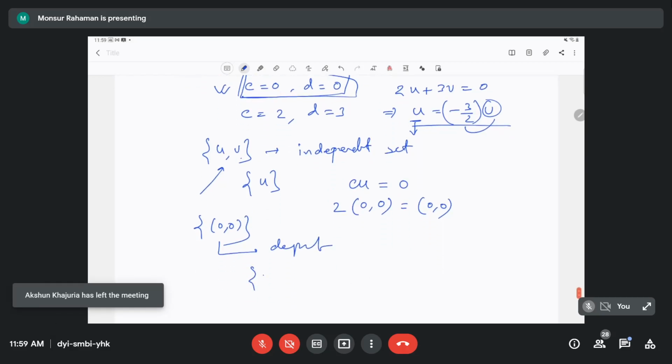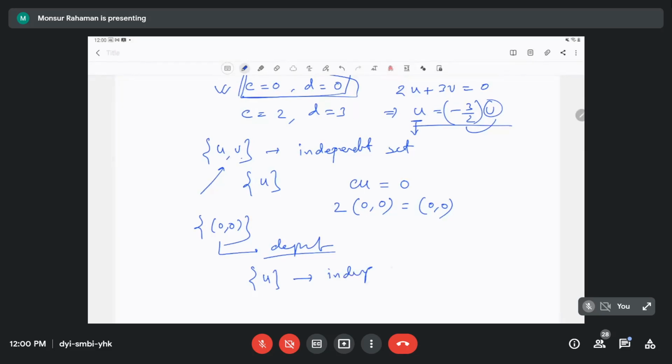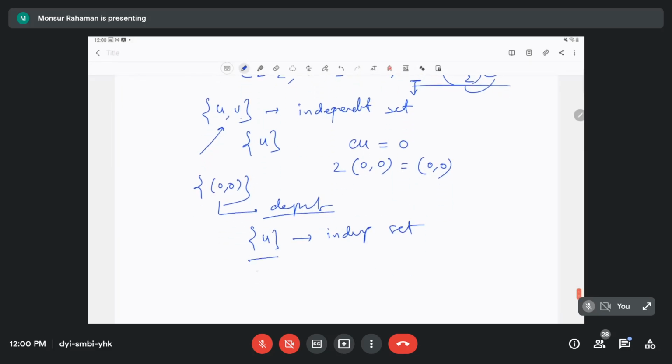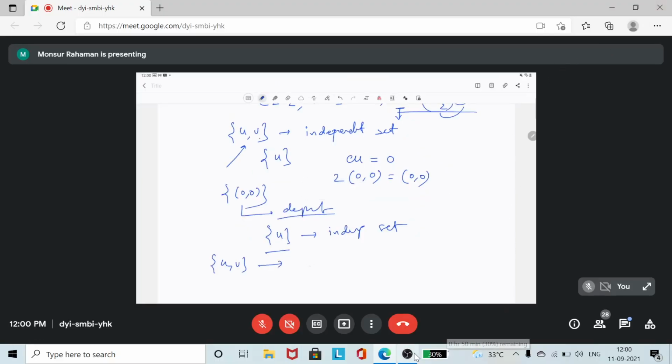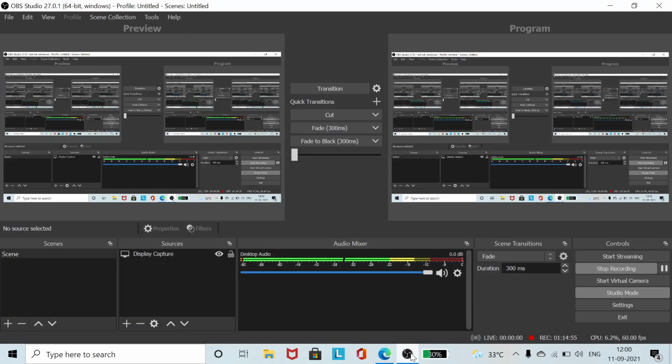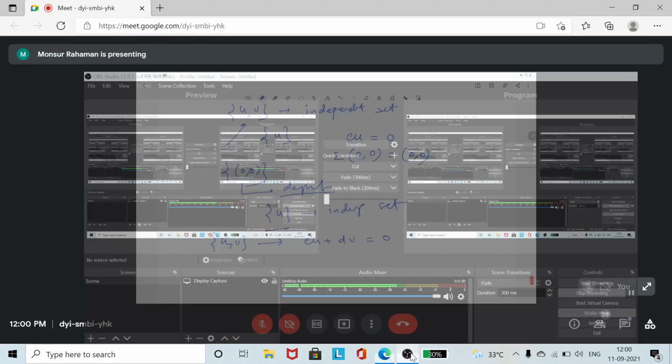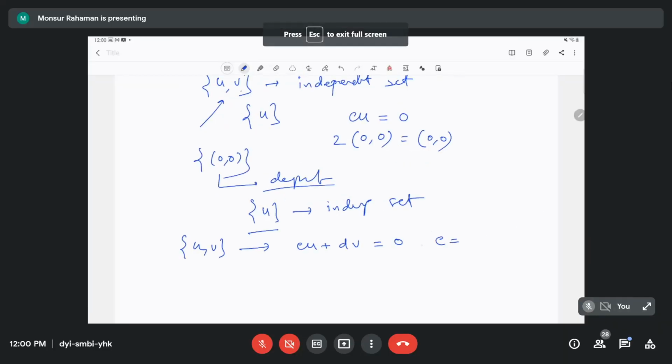So any non-zero vector, a singleton set, it's not a vector, it is a set actually, is an independent set. When will a set be independent? Any non-zero singleton set is an independent set. For two vectors, cu plus dv equals to 0 is independent only if the equation is satisfied only for c equals to 0 and d equals to 0, because there is no non-zero solution.